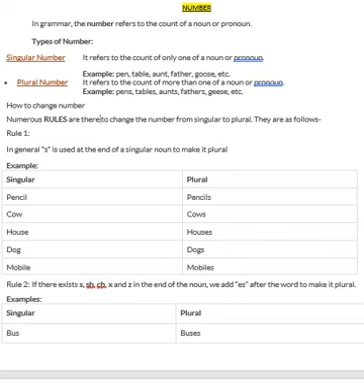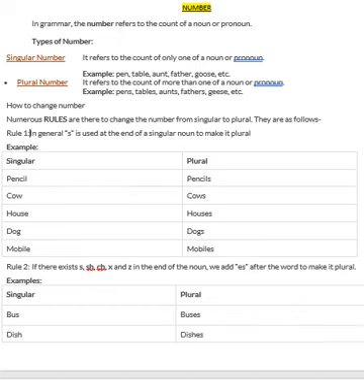There are some basic rules. There are some rules to change the words from singular to plural. These rules are: rule number 1. Rule 1. Generally, the letter S is used after the singular number to make it plural. Some examples are given here.